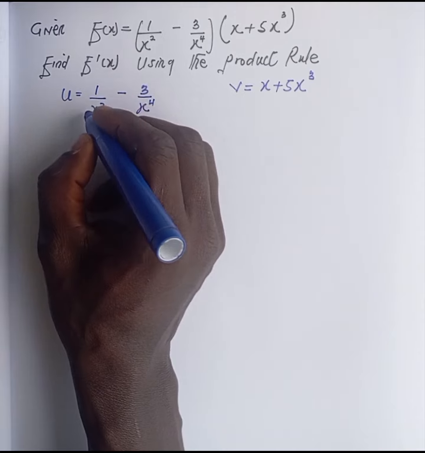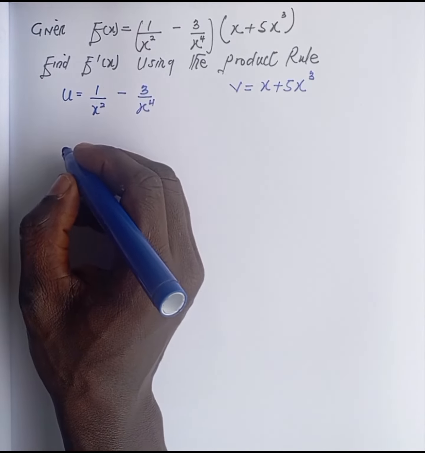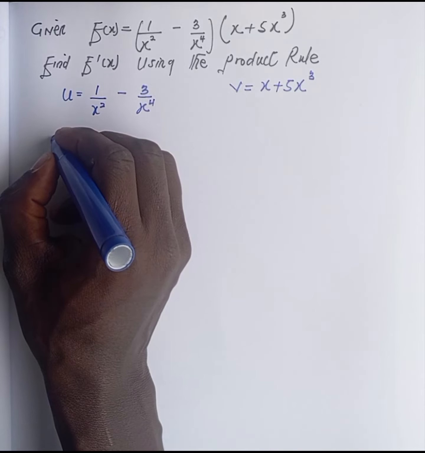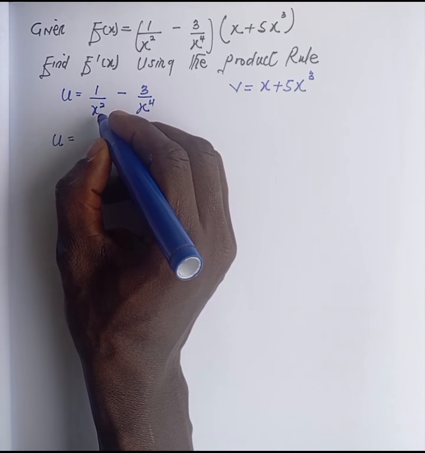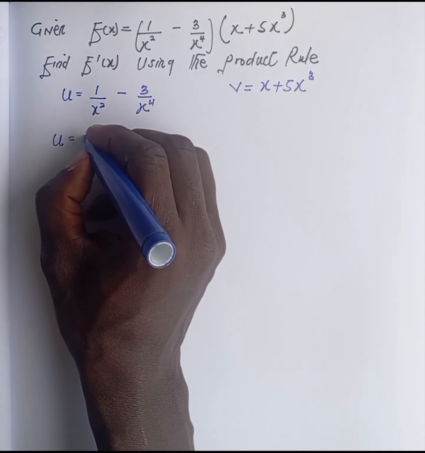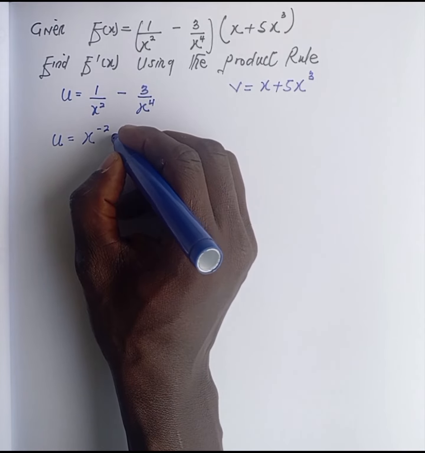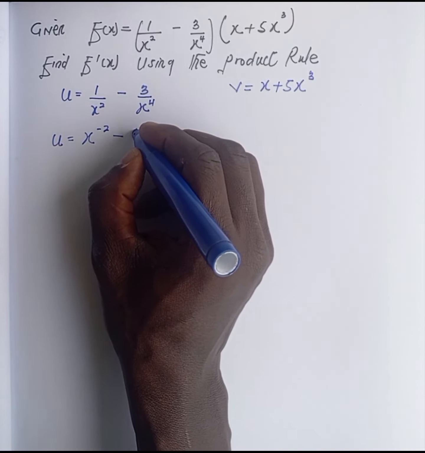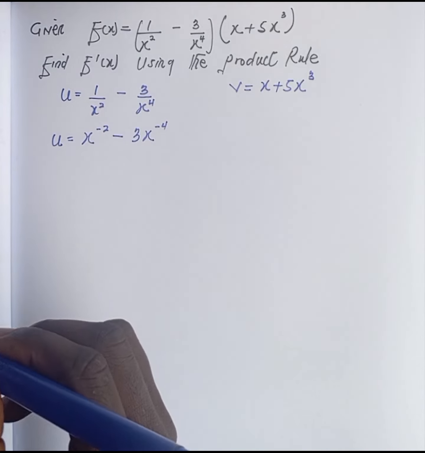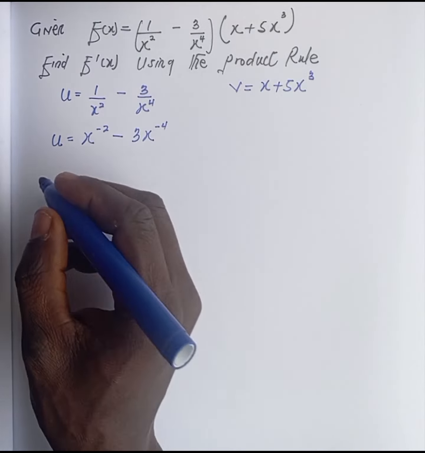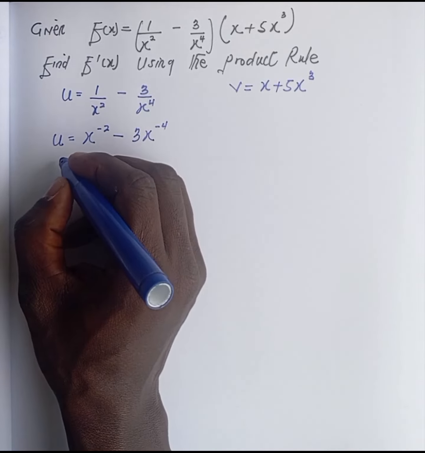But before we can find the derivative of this function, let's rewrite it in index form and see what we are getting. So we have u is equal to, now 1 over x squared can be written as x exponent -2, and then this can also be written in the form of 3x exponent -4, indices, negative reciprocal. So when we have this, now we can apply our derivative using the power rule.